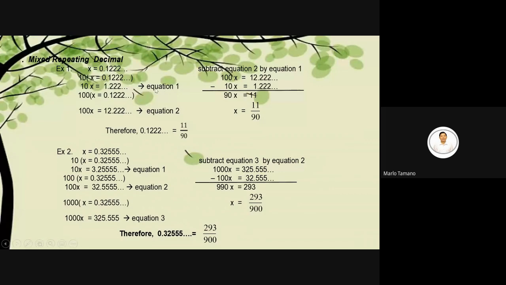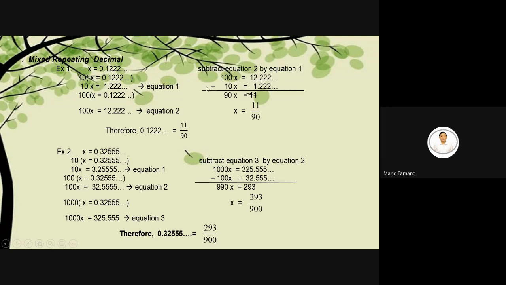Okay? So, ito po yung second equation ninyo. Equation 1. Then, pangalawa po, kunin nyo naman po yung 100 niya. So, multiply it by 100. Pagka-multiply ng 100, nagiging 12.2222. Dito naman, 100x. That is your equation number 2. At the right side of it, ito po ang nasa itaas, yung 100x is equal to 12.2222.